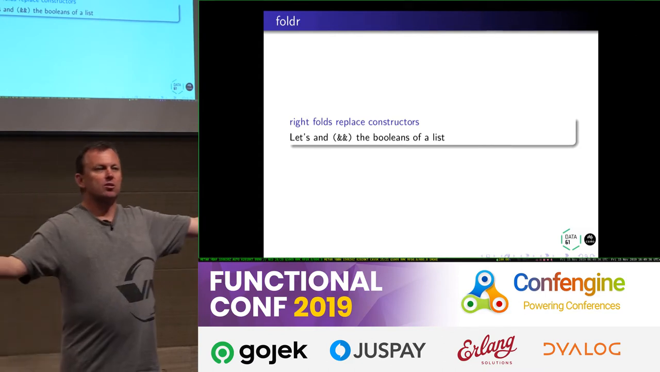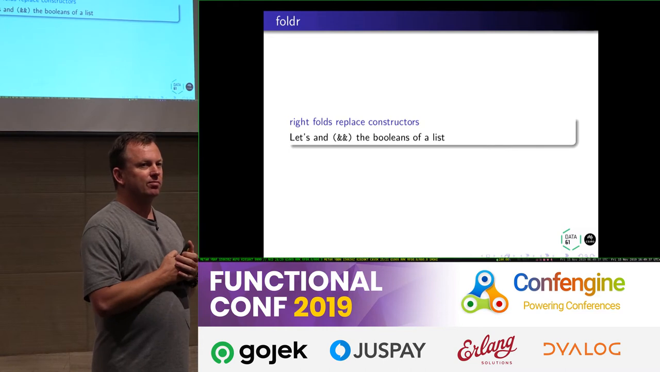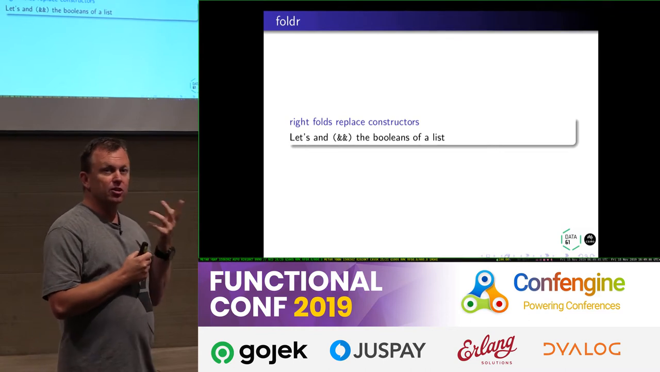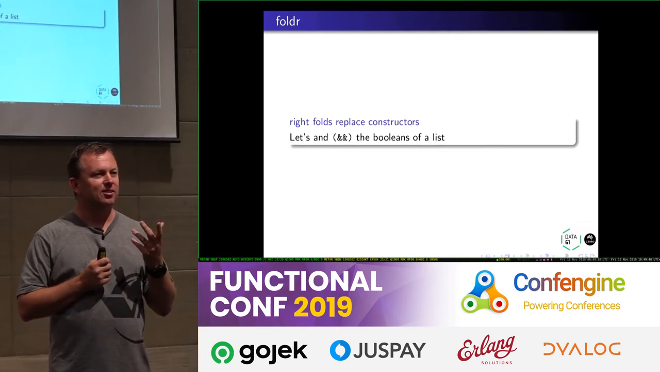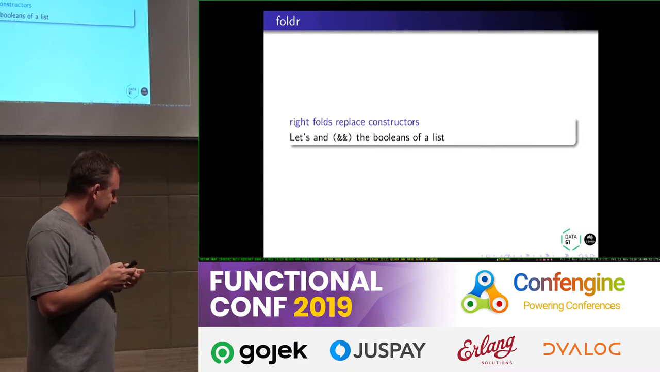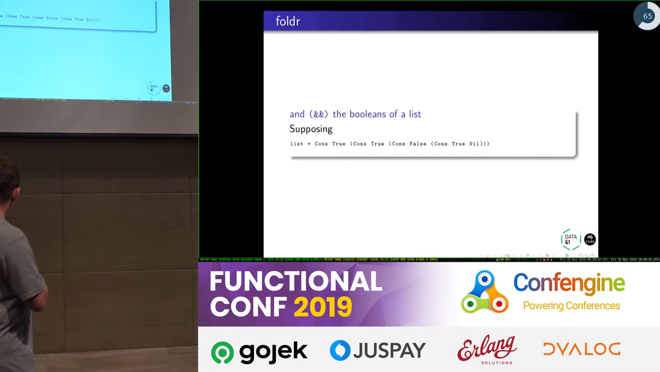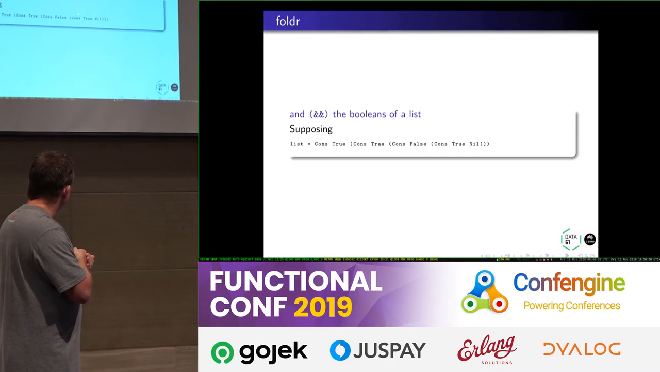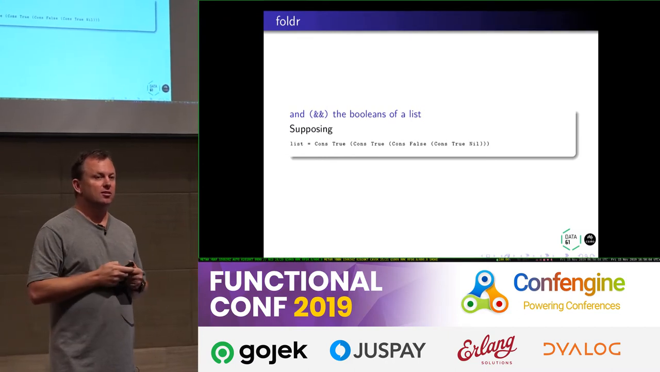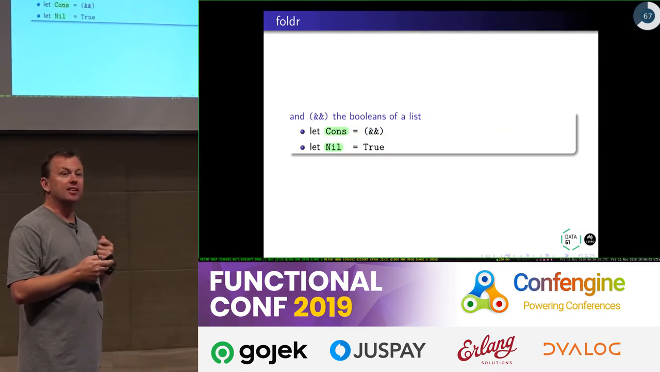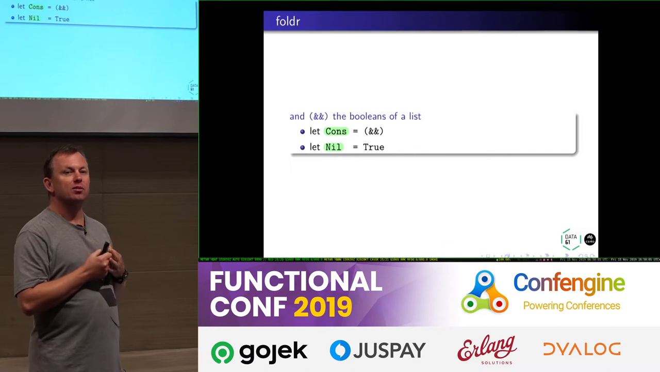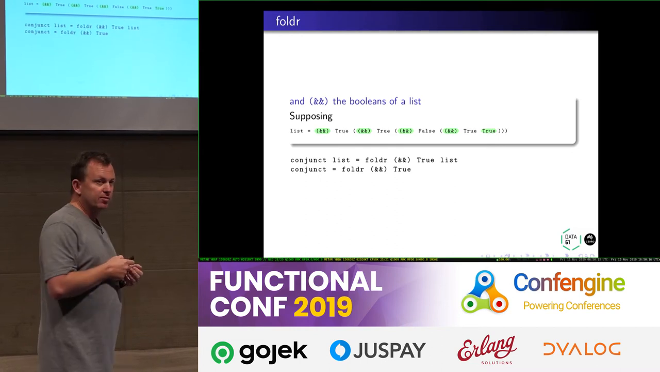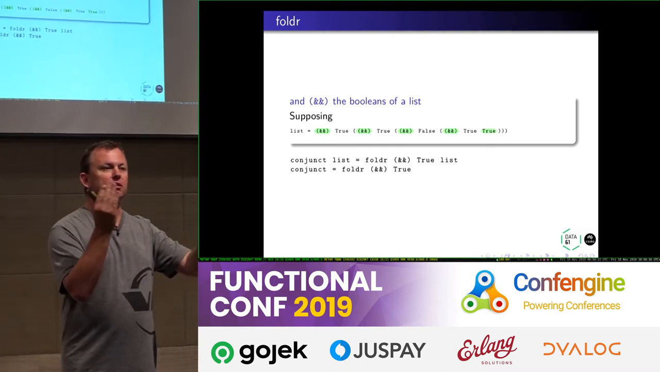What if I have a list of Booleans and I want to AND them all up? What am I going to replace nil with? Oops. Not 99. True. Yeah. So I have this list. It's true, cons true, cons false, cons true. And I replace nil with true and cons with AND. Like this, it will AND them all up. So there's the code. Right fold, replacing cons with AND and nil with true.